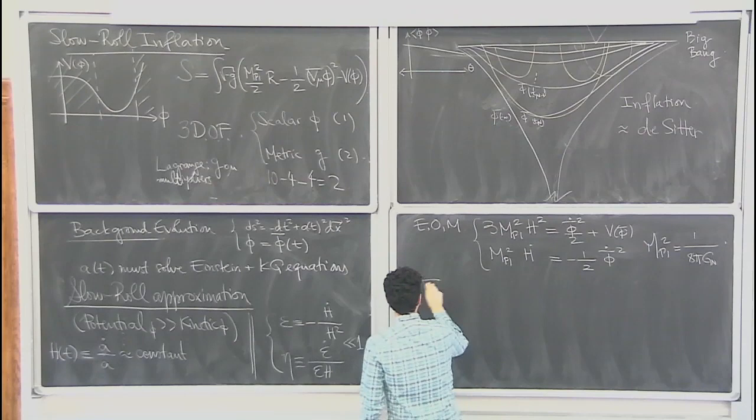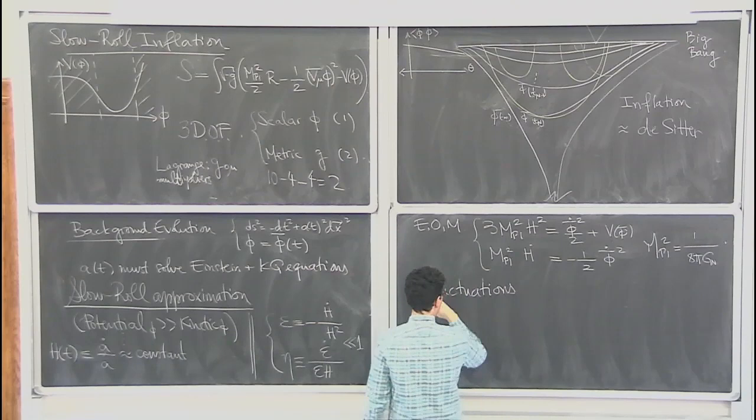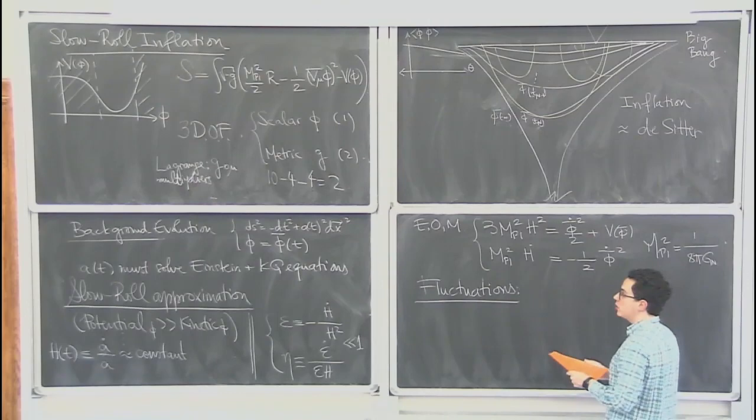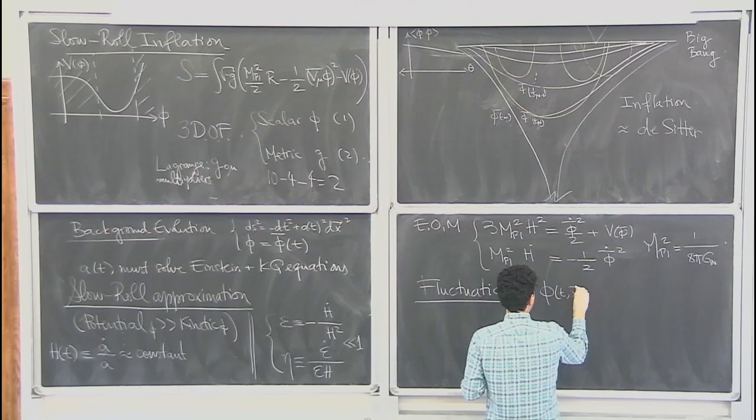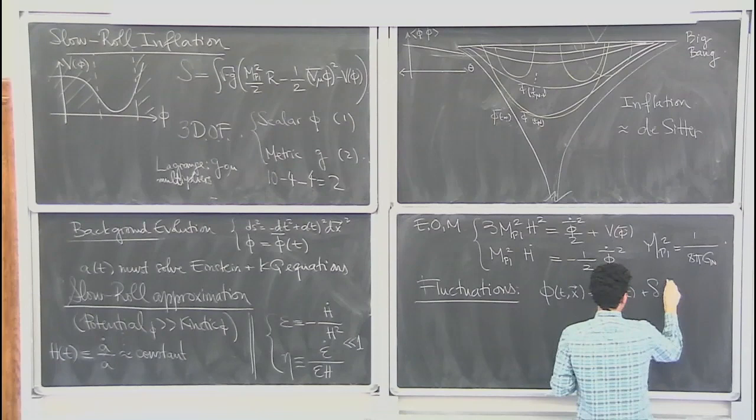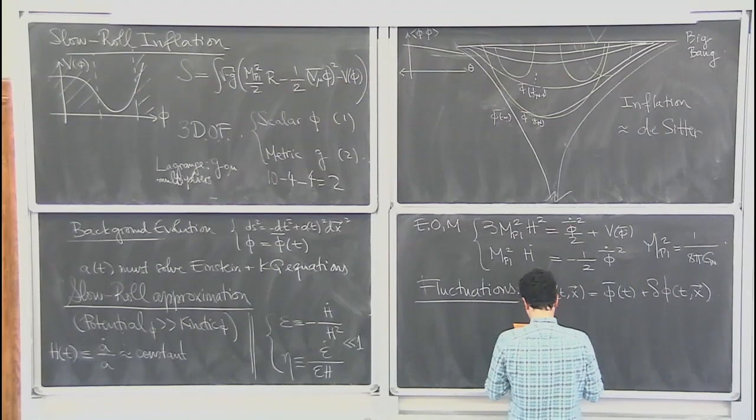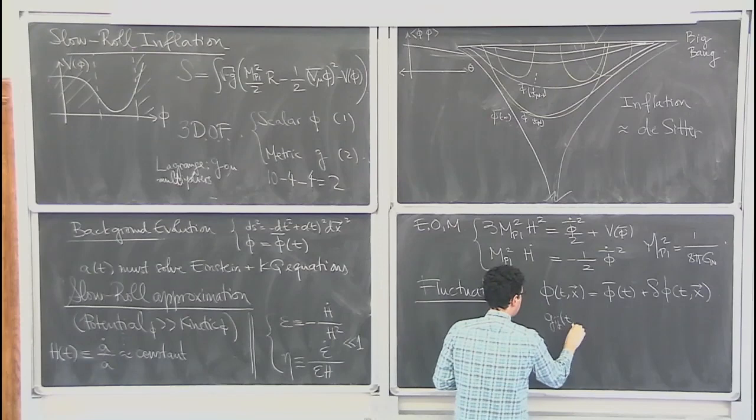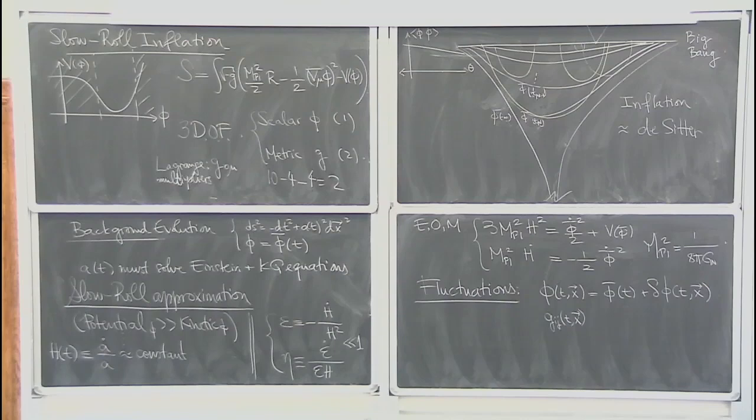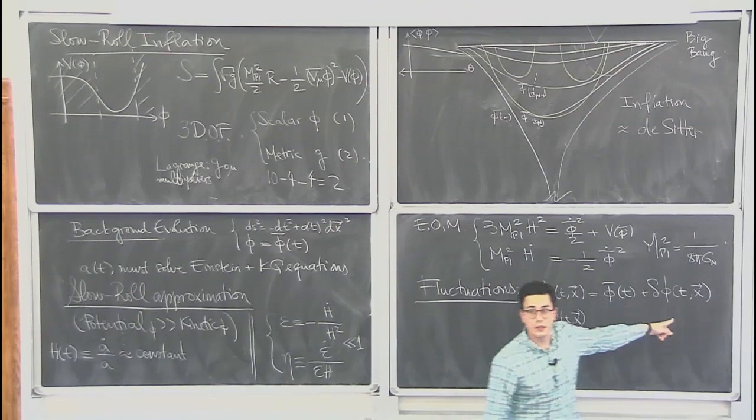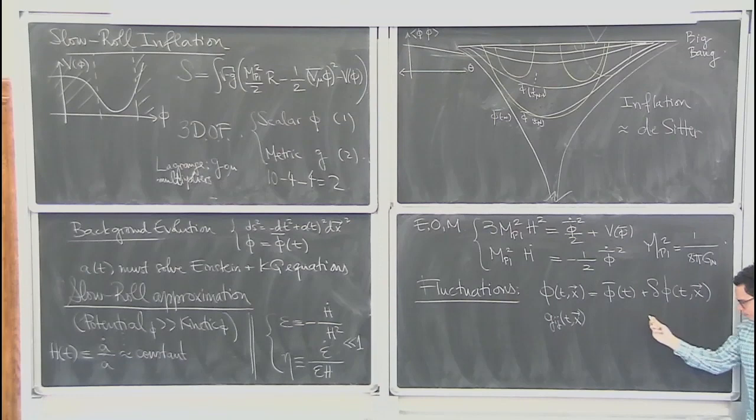So now let's study the fluctuations, because that's what we care about. That's really where the observational juice is. So this was the background solution, and now we consider small fluctuations: phi of t and x, and then I have g_ij of t and x. Before I write g_ij, one thing. Naively, the scalar field will fluctuate, and that's where the scalar part of the 3 degrees of freedom is.